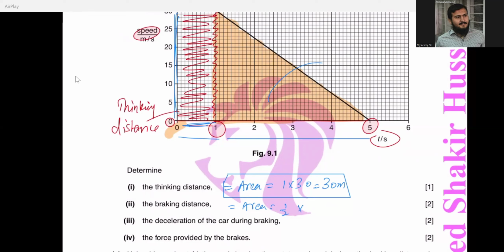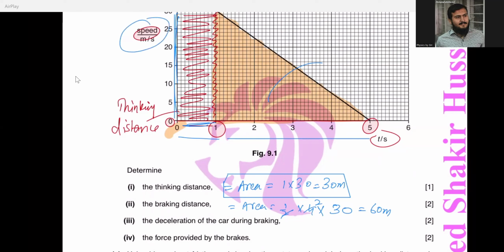4. Where does the rectangle start from? At 1. Where does it end? At 5. So what is the base? 4. Into the height. Right? So that's 60 meters. All right. Understand? Then the deceleration.